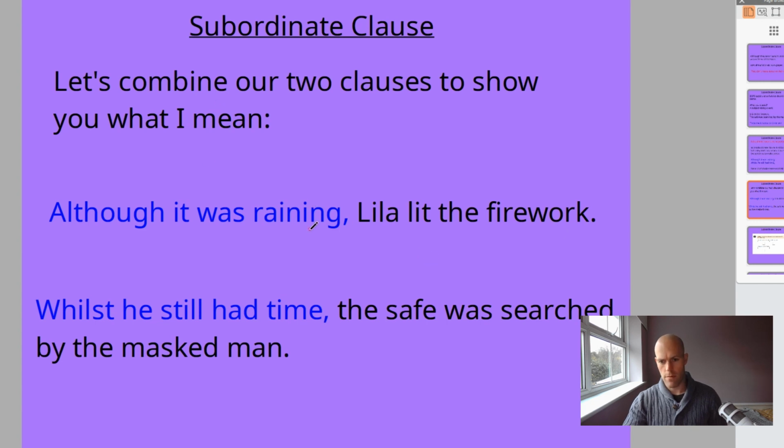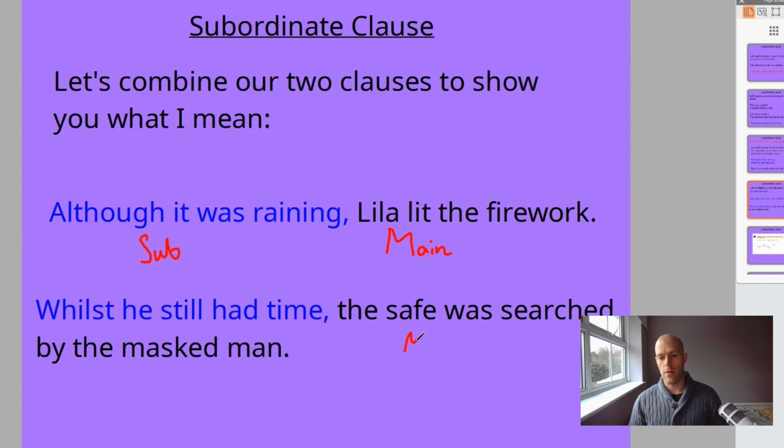And therefore, that is a main clause there. And then this bit, "sub" in blue, subordinate. You couldn't just say "although it was raining"; it wouldn't make sense on its own. Here's the other subordinate clause: "whilst he still had time." It doesn't make sense on its own, but "the safe was searched by the masked man" would. Put them together: "Whilst he still had time, the safe was searched by the masked man."